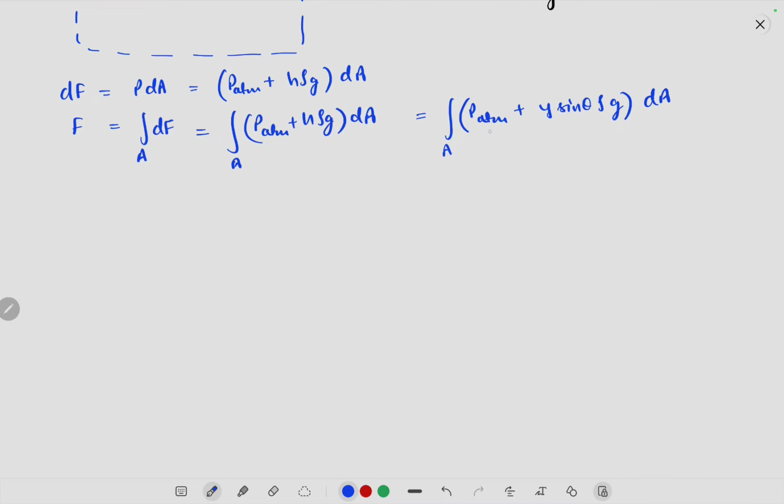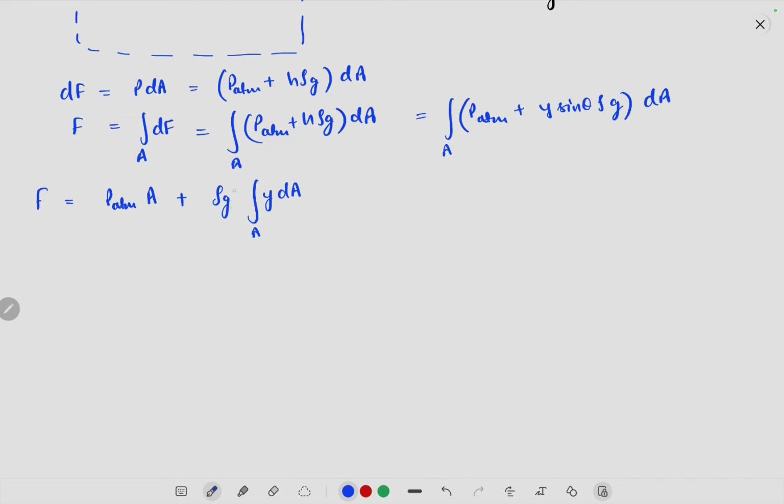Now we can take P atmospheric outside, since P atmospheric is independent of the elemental area that I have chosen. So this expression would become P atmospheric times the area of my body, plus the integral over A of rho g sin theta y dA. Now if you think carefully, what is this dA? This dA would be dx dy. So that's why I cannot take y outside of this integral, right?